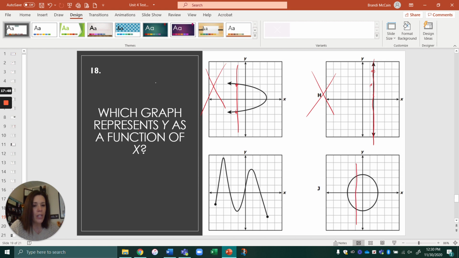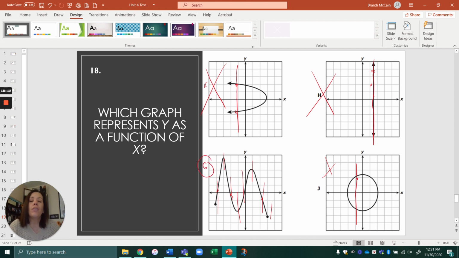J, you draw it, and it touches here and here, that's not a function. I'm just missing the letters: F, G, H, J. So on G, it touches one time, one time, one time, one time. No matter where I draw a vertical line, it's only going to touch one time. So G is your function.